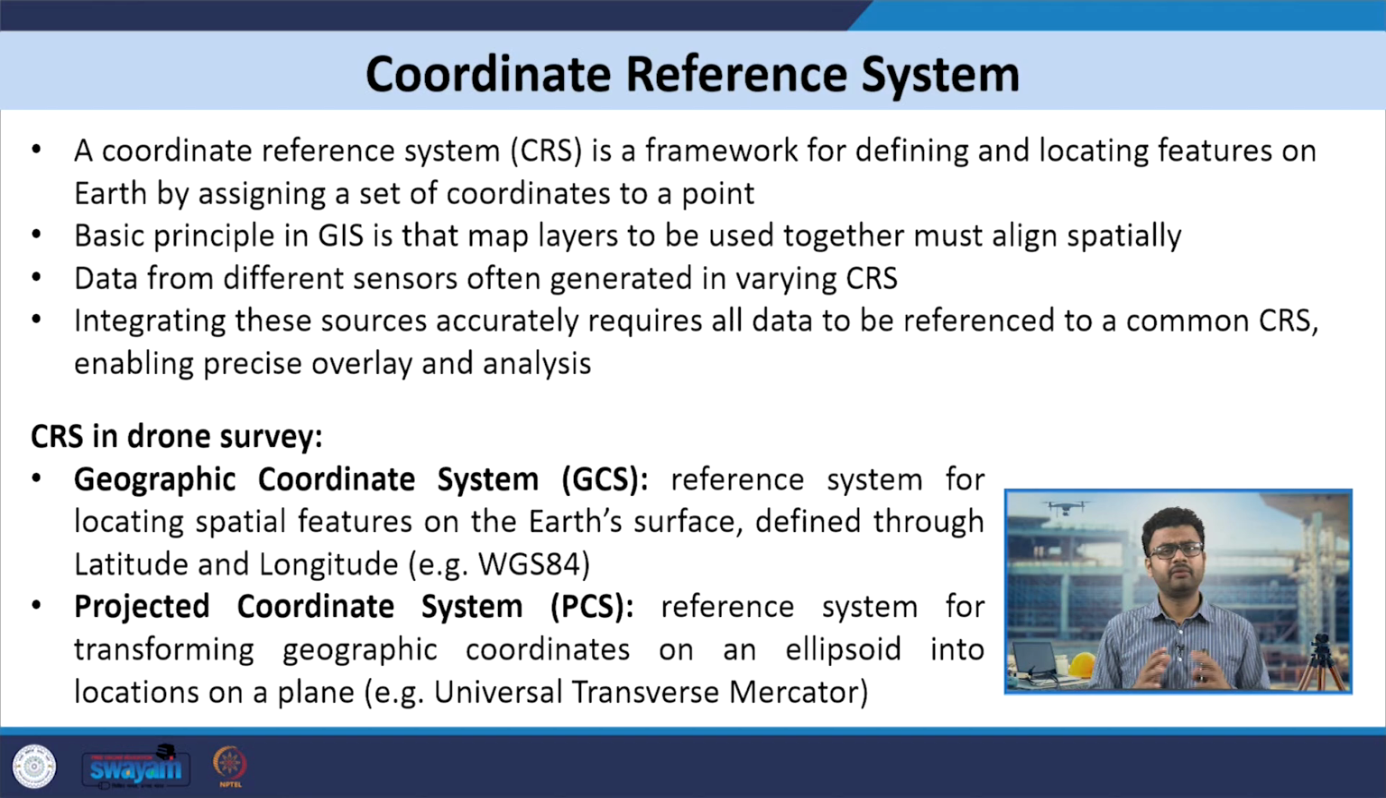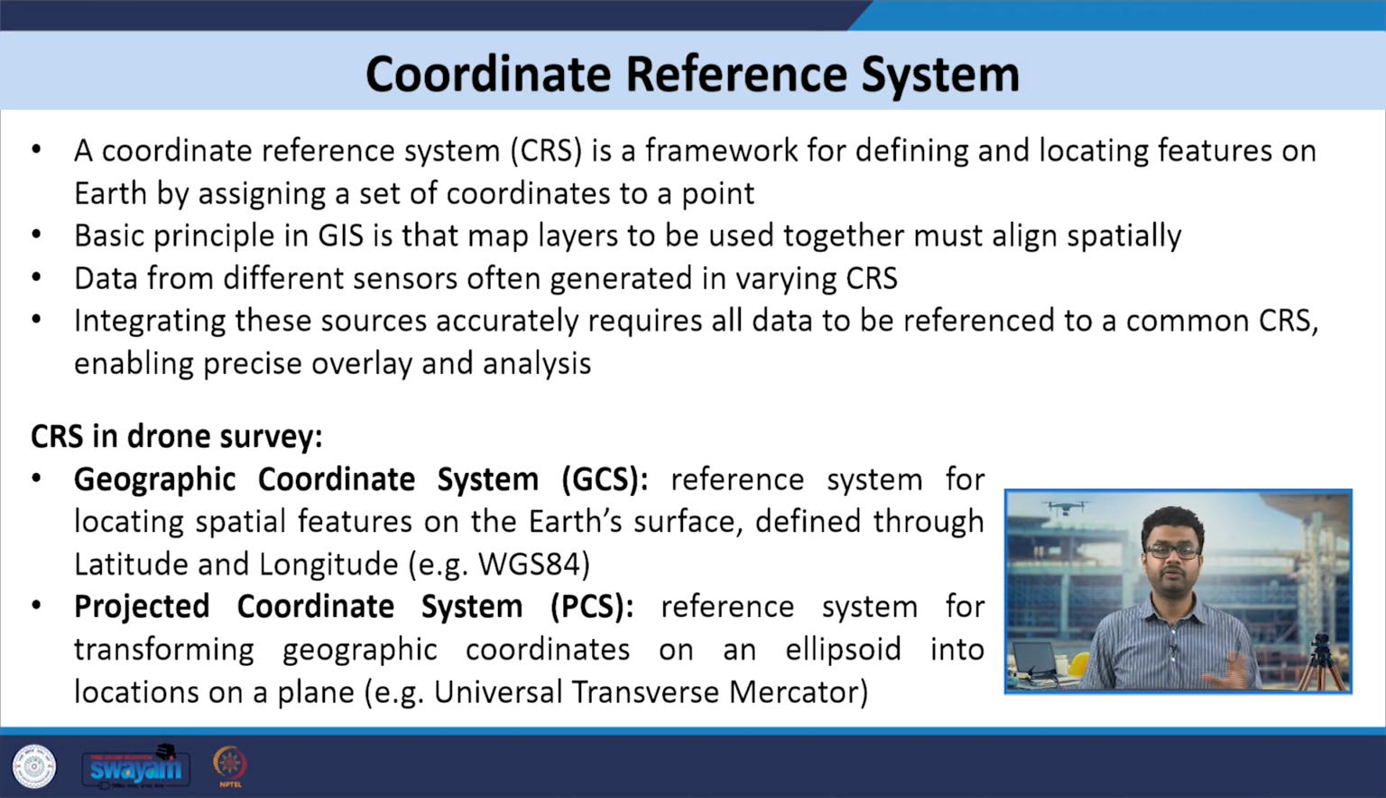So a coordinate reference system, in short a CRS, is a framework for defining and locating features on Earth by assigning a set of coordinates to a point. And the basic principle in GIS is that map layers which are going to be used together must align spatially. They cannot be differently aligned.